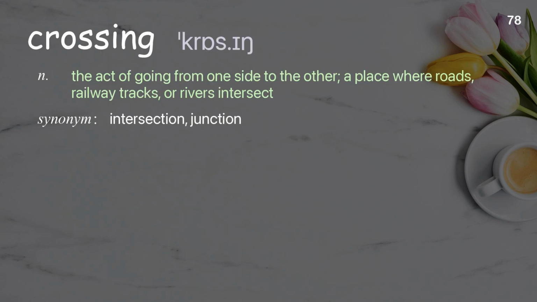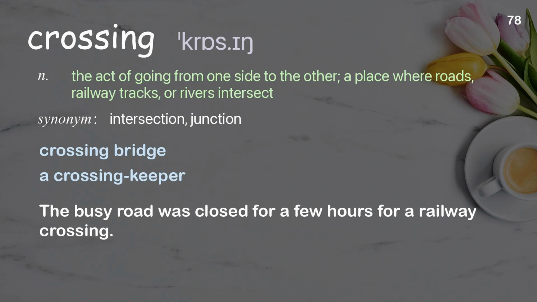Crossing. The act of going from one side to the other, a place where roads, railway tracks, or rivers intersect. Examples: Crossing bridge. A crossing keeper. The busy road was closed for a few hours for a railway crossing.